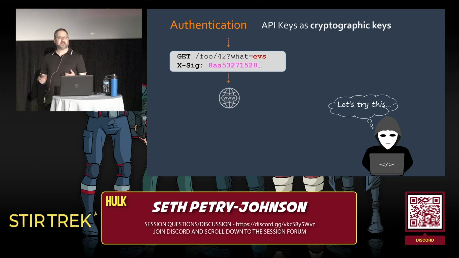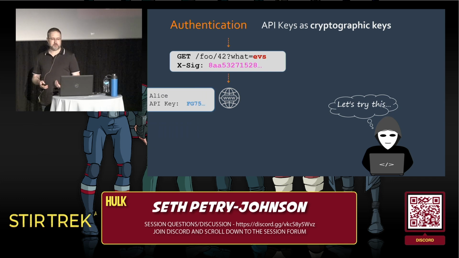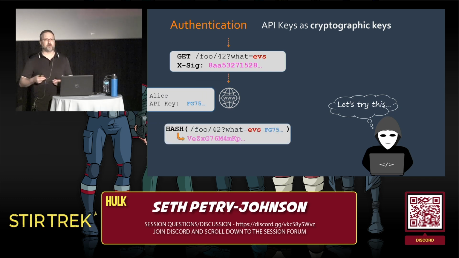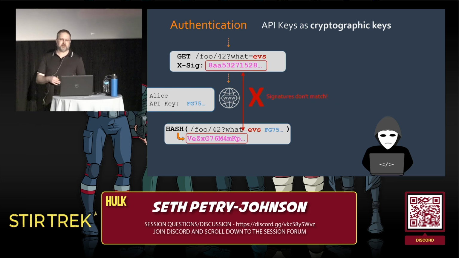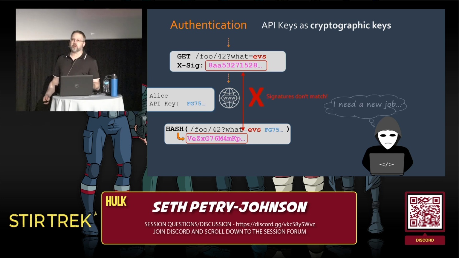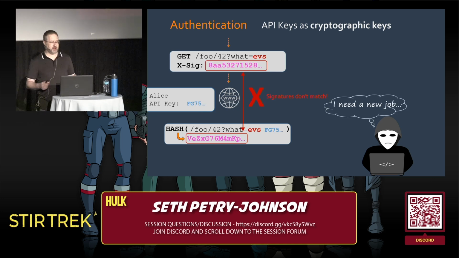But if the requests are signed, then this man-in-the-middle attack won't work. Because when the server receives the request, the first thing it does is look up Alice's API key. It then uses its copy of her key to recompute that signature. If the signature that it calculated and the one sent from the client are different, the server knows that either the original request was signed with the wrong key or the request was modified in transit. And in either case, we can reject the request as invalid.